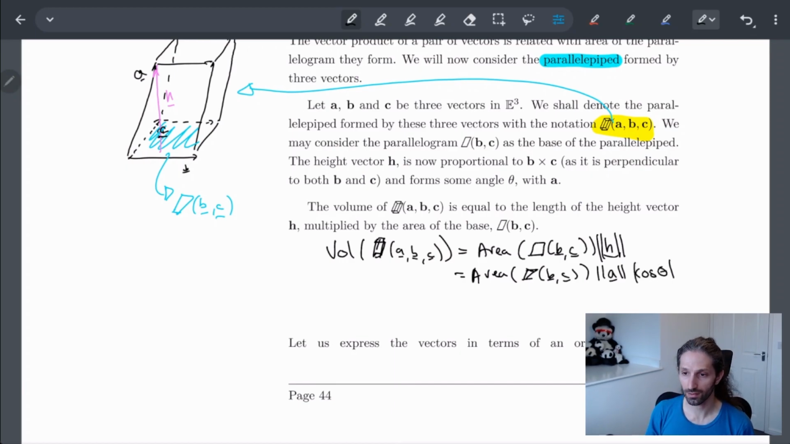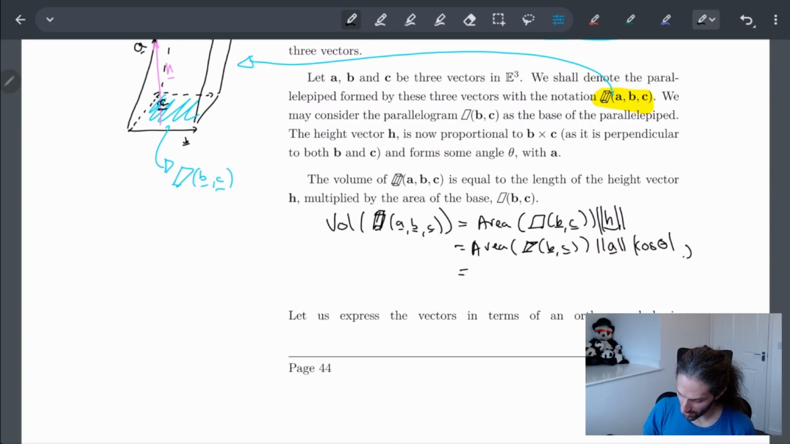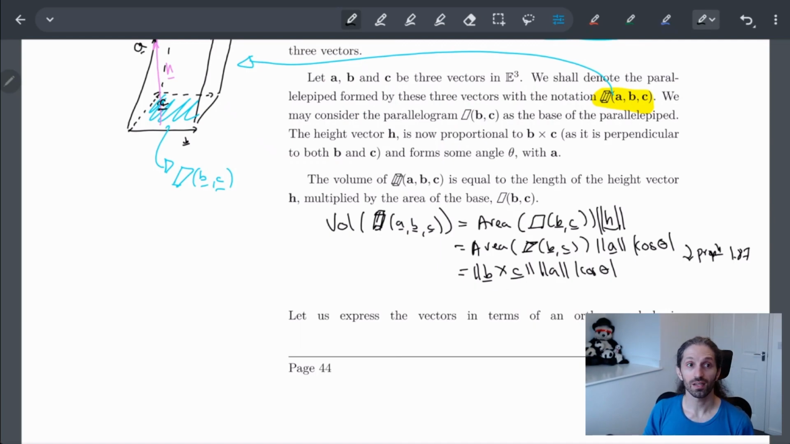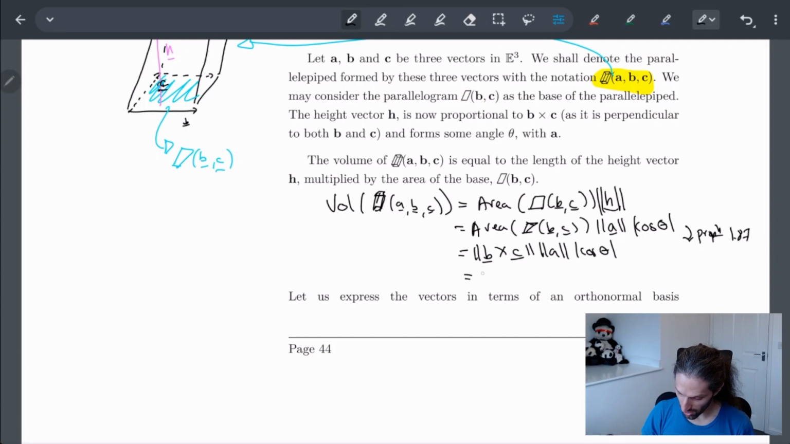So cosine of theta. Now, from our previous proposition, proposition 1.87, this area is really just the length of the cross product of B and C, times A, cosine of theta. And this you should recognize as an inner product, right? We have cosine of theta, we have B cross C. Since cosine of minus theta and plus theta is the same, this absolute value doesn't really tell us too much. So in other words, this is just the inner product of A and B cross C.